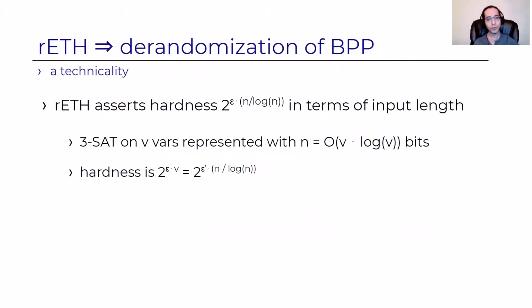So I want to note that RETH or ETHs in general don't imply truly exponential hardness in terms of the input length. Because a 3-SAT formula on, say, V variables takes V log V bits to represent. So when we assume hardness 2 to the epsilon V, we actually assume hardness that is slightly below exponential in terms of the input length. We assume hardness 2 to the epsilon n over log n.